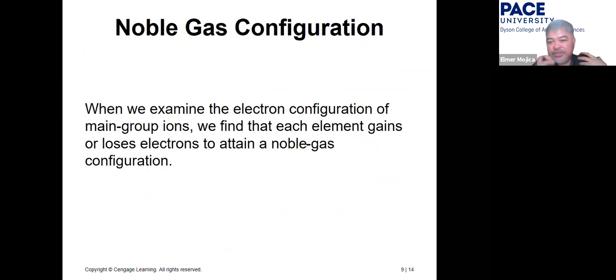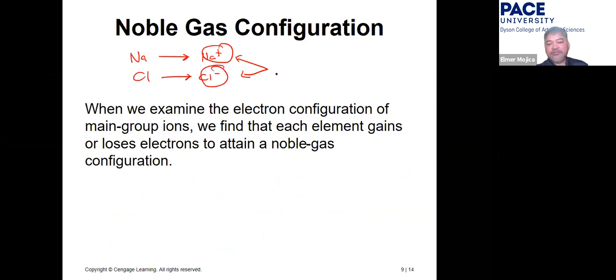Now, we have this notion that when the Na becomes Na plus and the Cl becomes Cl minus, both of them, in their ionic form, have a noble gas configuration. So let's try to write now the electronic configuration of these ionic substances, or ions. When we examine the electron configuration of the main group ions, we find that each element gains or loses electrons to attain a noble gas configuration.